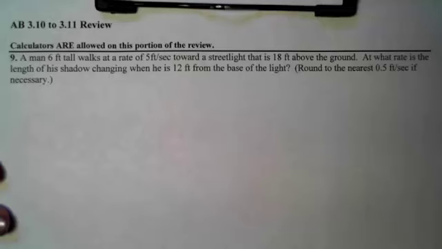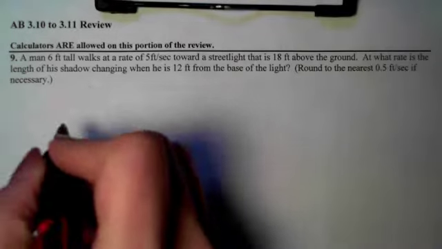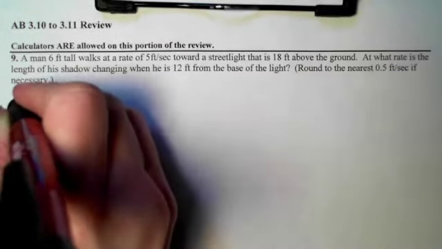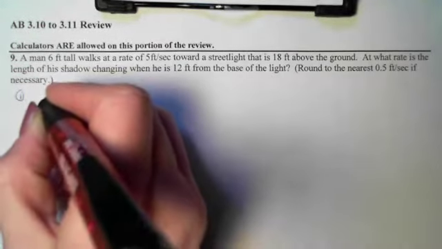This is the 310 to 311 review. Number 9, calculators are allowed. We have a man who's 6 feet tall walking at a rate of 5 feet per second toward a street light that is 18 feet above the ground. The question is, at what rate is the length of his shadow changing when he's 12 feet from the base of the light? So we're going to set up a picture in step 1, which is a street lamp.